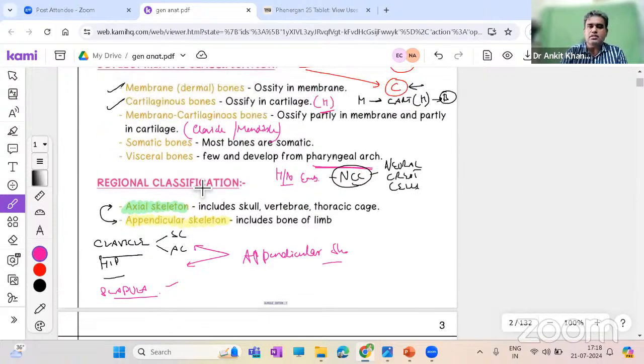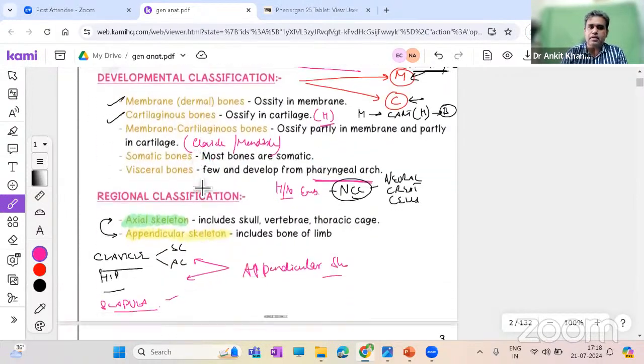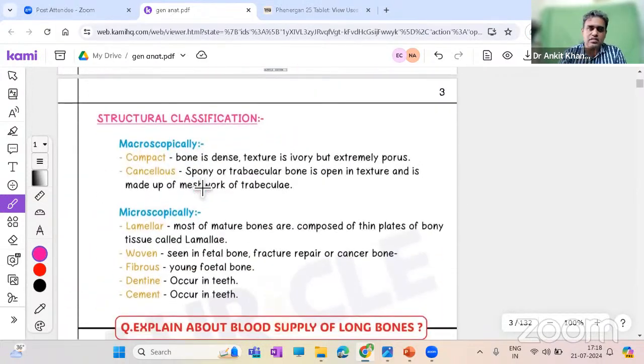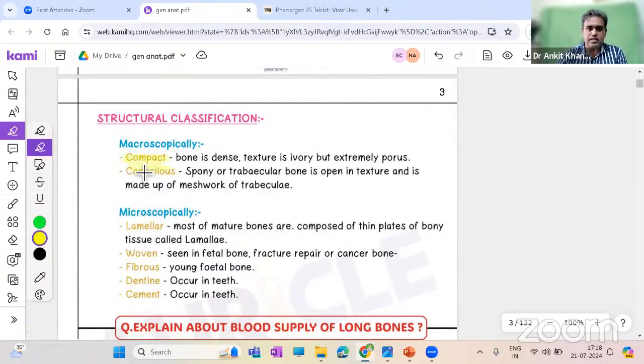So we have seen three types of classification: shape, developmental, and regional. Structural classification is also a way to give an answer to the question. Macroscopically, you have some parts over here. What are they known as? Compact and cancellous bone. Compact is more hard, with an ivory-like texture. Cancellous is mainly found in the ends of bone.